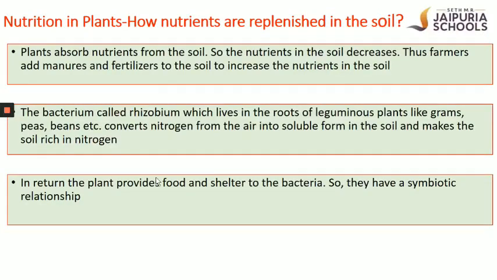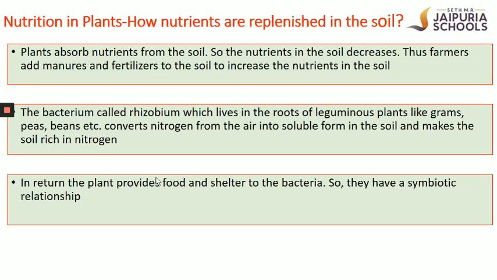Nutrition: how nutrients are replenished in the soil. Since plants are continuously using these nutrients, they should decrease, but there is a way in which the nutrients are again resupplied to the soil and the cycle goes on. Let's see how this happens. Plants absorb nutrients from the soil, so the nutrients in the soil decrease. Thus farmers add manures and fertilizers to the soil to increase the nutrients in the soil.